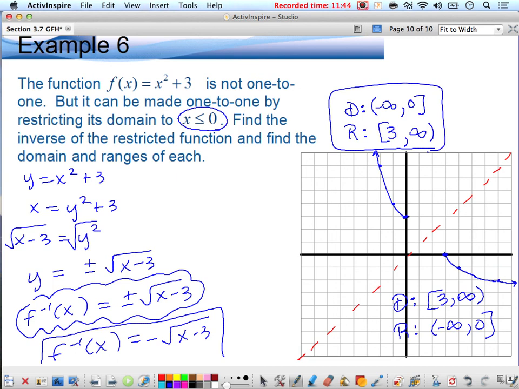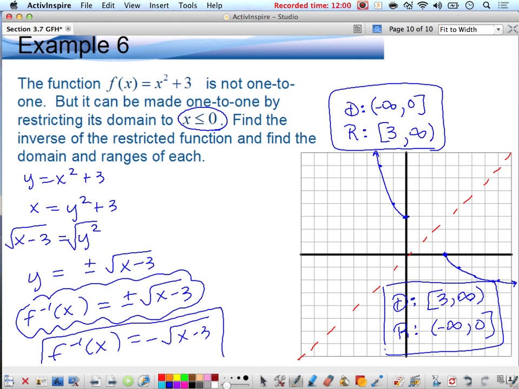This is the domain and range of the original. This is the domain and range of the inverse. What do you notice? The domain of one is the range of the other. They are switched. Do y'all understand that? That is true every single time with inverses.